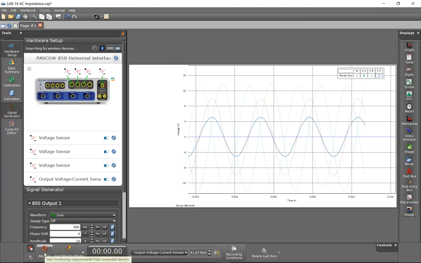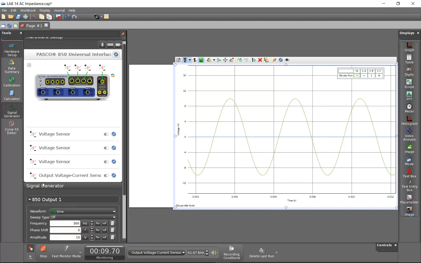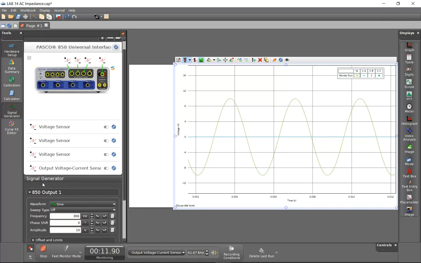Okay, so now if he clicks monitor, it will take data. And what you see there is my voltage across the power supply and nothing else. Now, one thing you can do to make life a little easier is see up there on the top where it has a 1. Click on that, and then it's just going to take one sweep. That way you don't have any shifting to worry about.